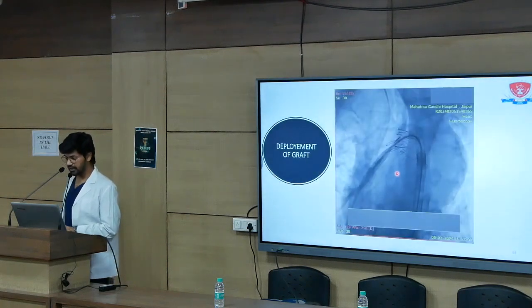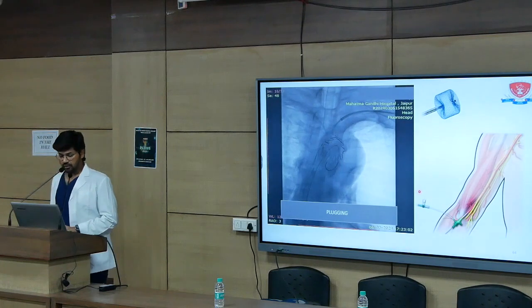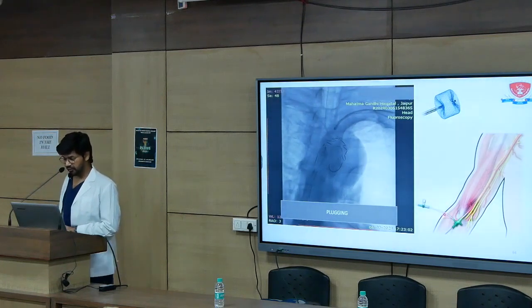Now we are deploying and releasing the stent graft in the true lumen. Through the left brachial artery access, we have cannulated the left brachial artery and brought the sheath to the desired position and plugged it. We took the shoot which shows no flow from the left subclavian artery into the aorta, that is, there is no endoleak.